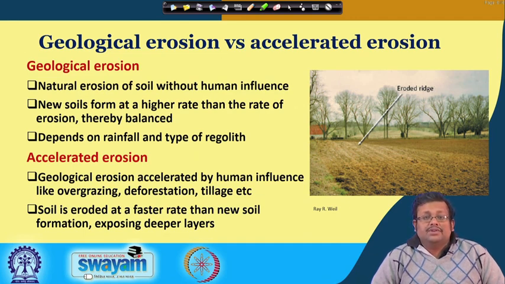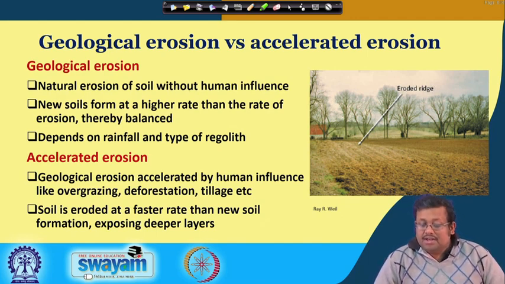And accelerated erosion is human-induced erosion. Geologic erosion accelerated by human influences like overgrazing, deforestation, tillage, etc. comes under accelerated erosion. In this type of erosion, soil is eroded at a faster rate than new soil formation, exposing deeper layers.